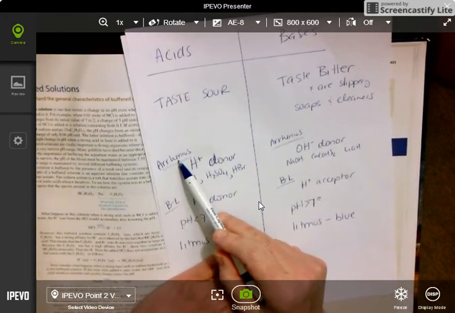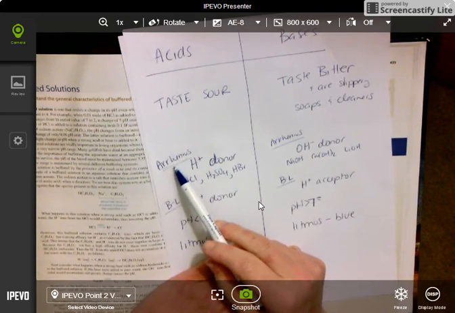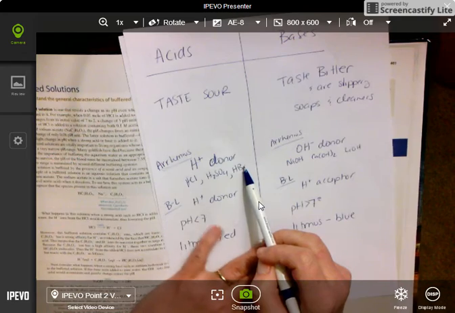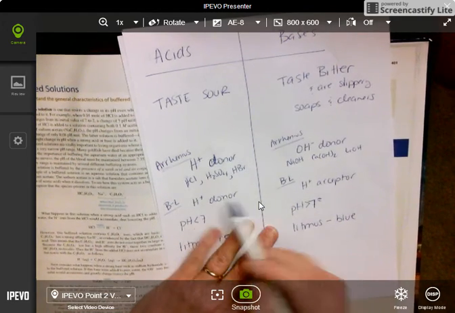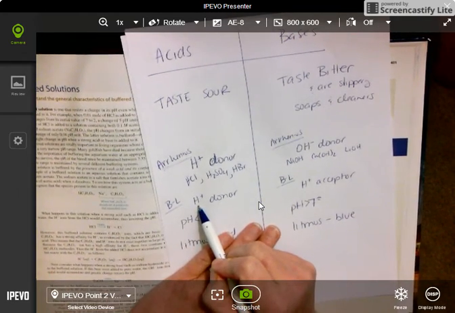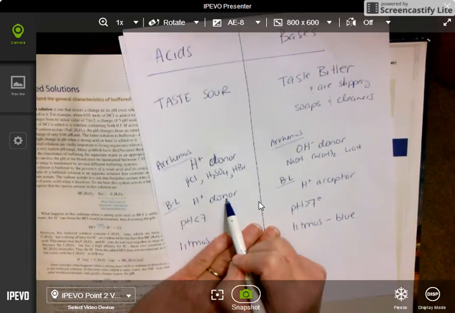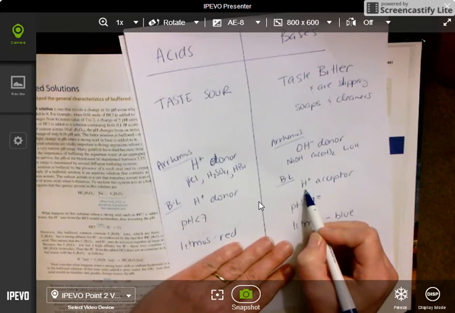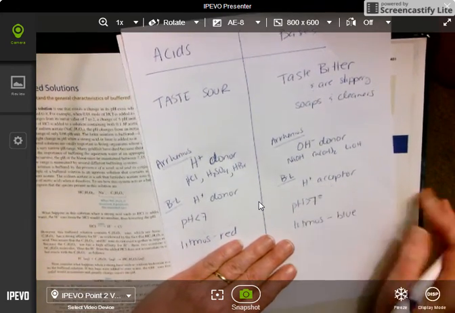So this is the first initial, most narrow, most general definition of an acid, and then they've expanded it. A Bronsted-Lowry acid is still an H plus donor, but a Bronsted-Lowry base is an H plus acceptor. And you've seen those when you do the conjugate acid base pairs.